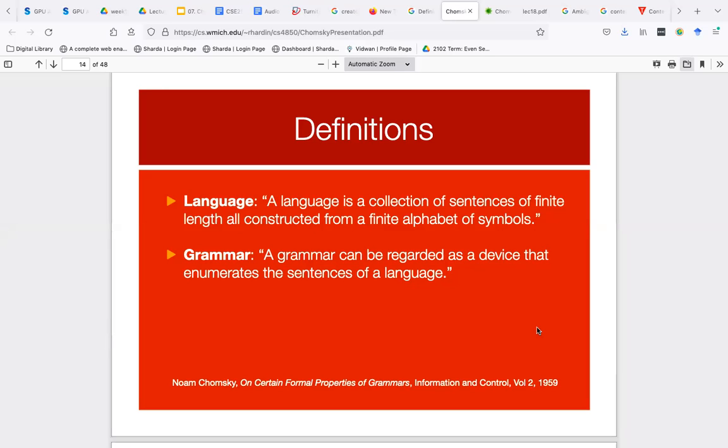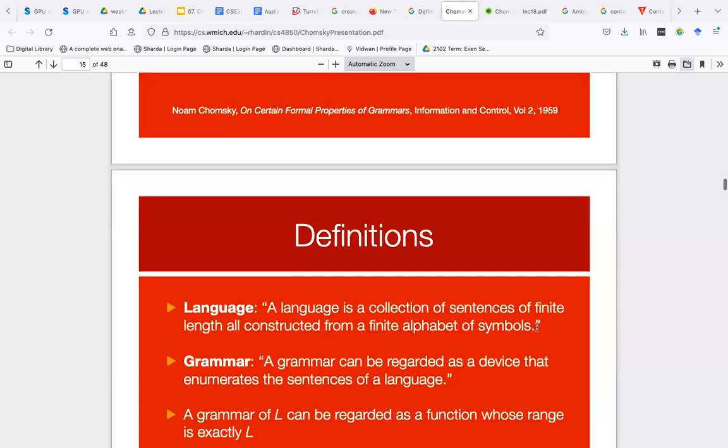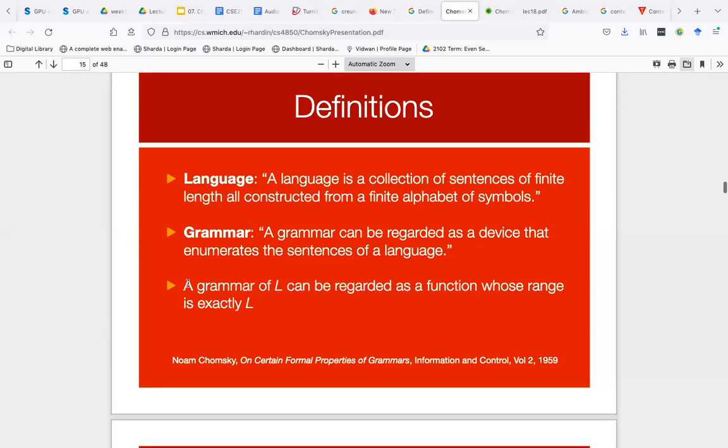Similarly, the grammar is nothing but, you can say, the software aspect of a finite machine. I mean, if the finite machine was a hardware, although it is not, it is a mathematical representation. But that mathematical representation has its own abstract understanding, which is grammar. Grammar is nothing but rules. We just write the rules. So we say a grammar of L can be regarded as a function. Now, in mathematics, rules are enforced using functions.